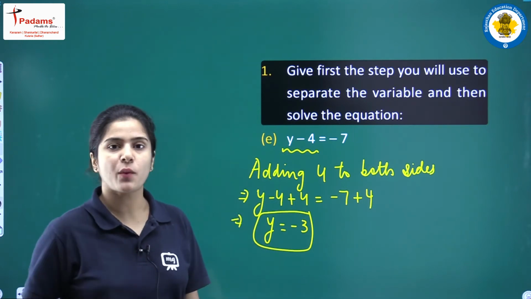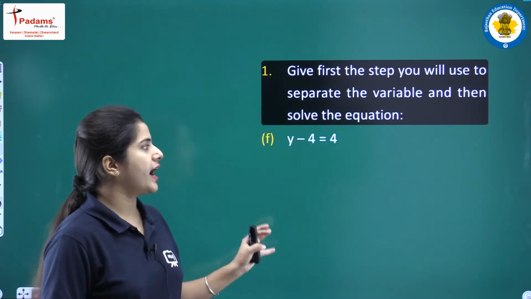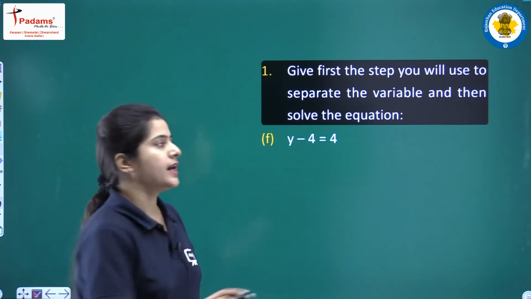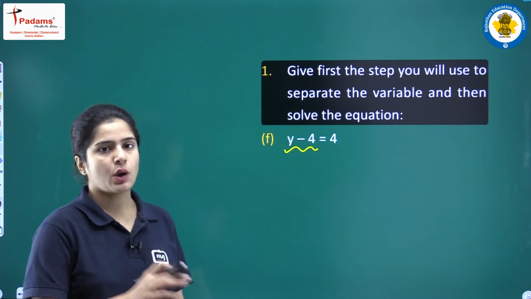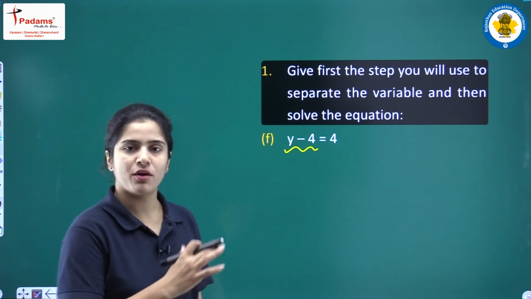Looking at another question students, y minus 4 is equal to 4. Now y is in subtraction with 4, so we'll add 4 on both the sides.